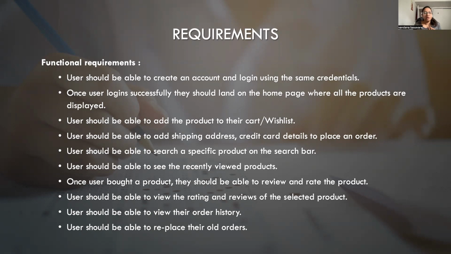If they want to search for a specific product, they can use the search bar. Their recently viewed products are also available. Once they have purchased a product, they should be able to review and rate it. When selecting a product to order, they should be able to view the reviews and ratings given to that product by different users. They can also view the order history, and if they want to purchase a previously placed order again, they can do that.